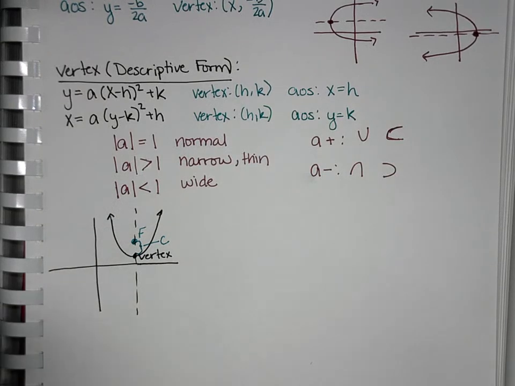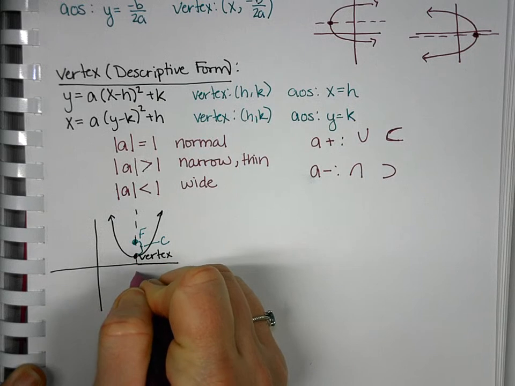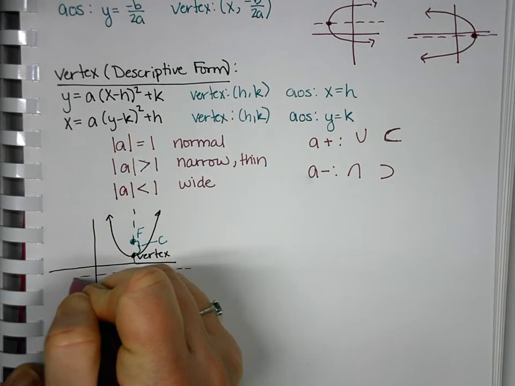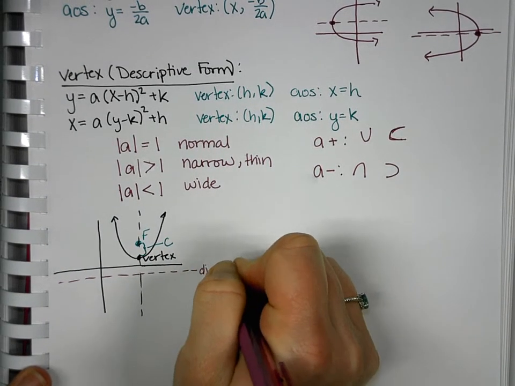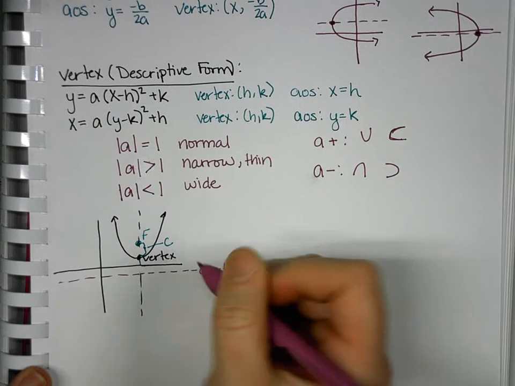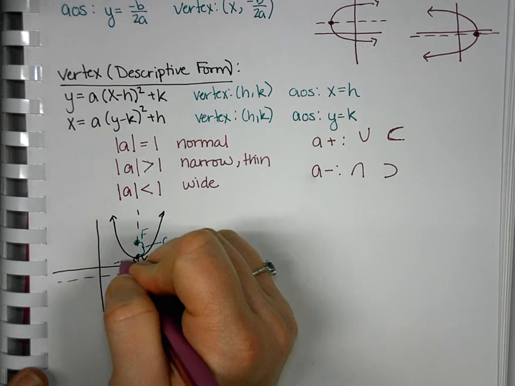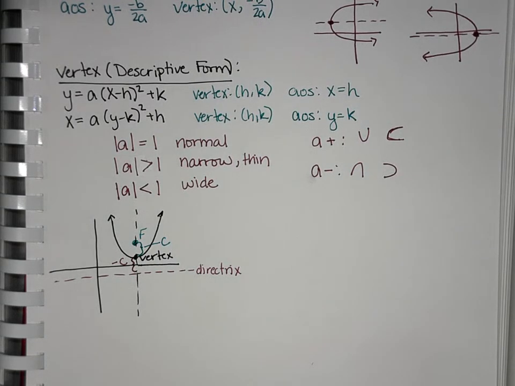Now the directrix is a line outside of the parabola. This is called the directrix. And this distance between the vertex and your directrix is negative C. So it's the same distance, just opposite, which is what the negative tells us. So if C was 1, the focus would be 1 up, the directrix would be 1 down.